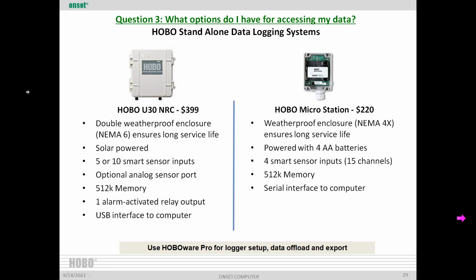We basically offer two flavors of standalone stations. One is the U30 NRC, which has the same features as our other U30 remote monitoring stations, but without the web access. This station has a USB interface for communicating with the computer. The other choice is our microstation at $220, which has 4 inputs and is entirely battery powered, which makes it suitable for locations without sun, such as under plant canopies. It can run for a year on a set of AA batteries.